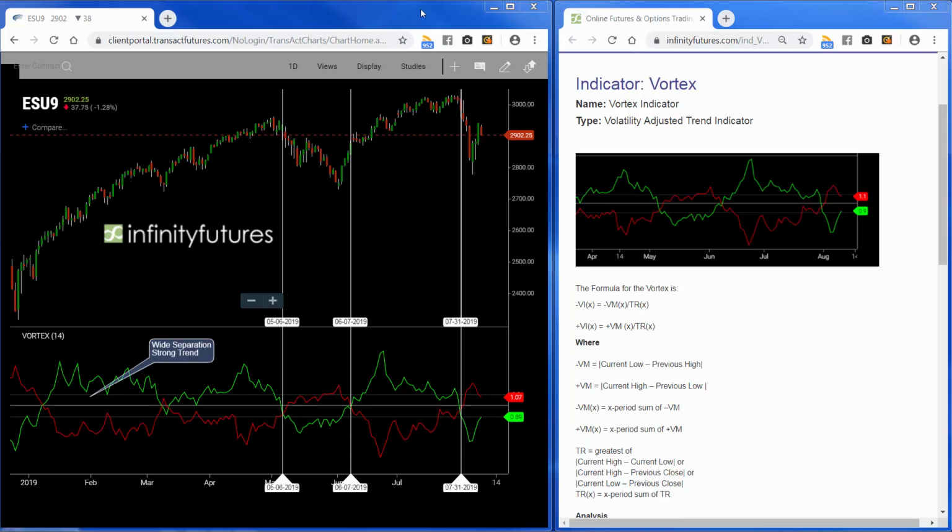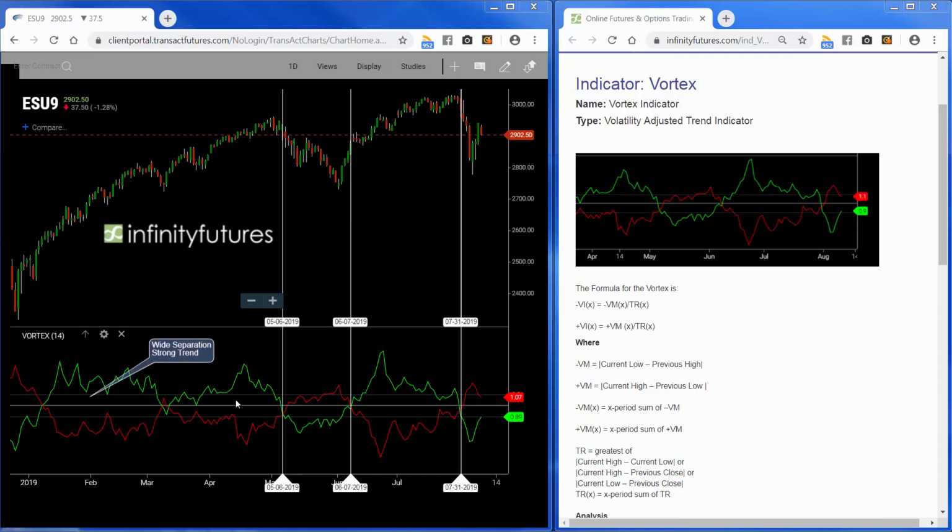Let's take a look at the Vortex Indicator on the Infinity AT charts. I've put the Vortex Indicator at the lower level of the chart interface, and we see it's an E-mini S&P September 2019 candle chart.